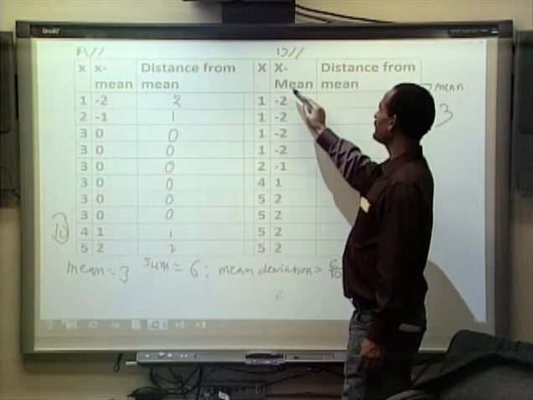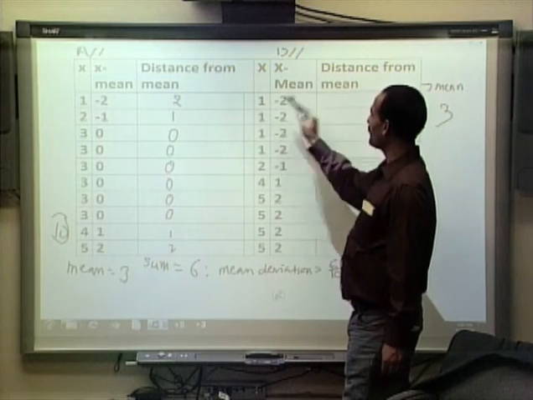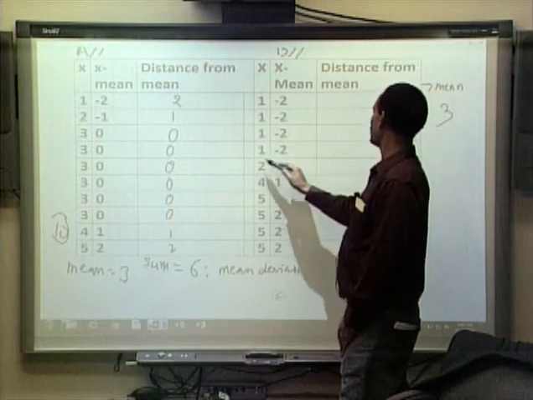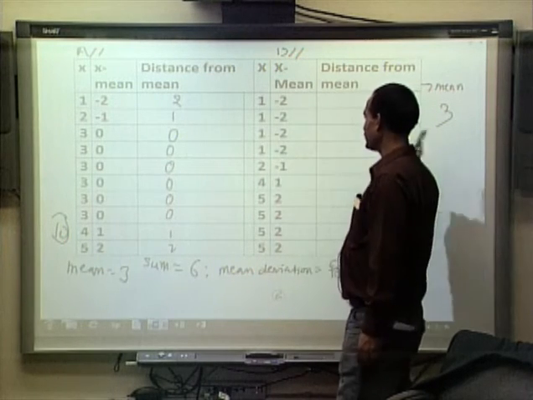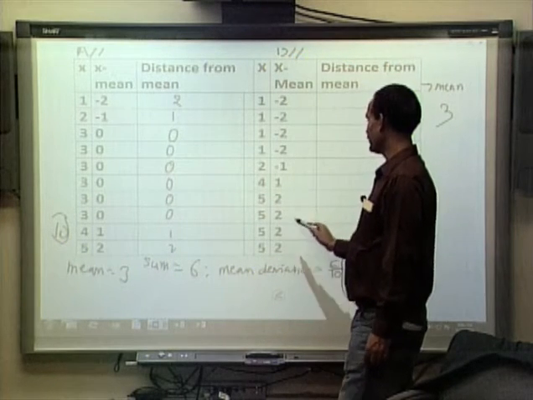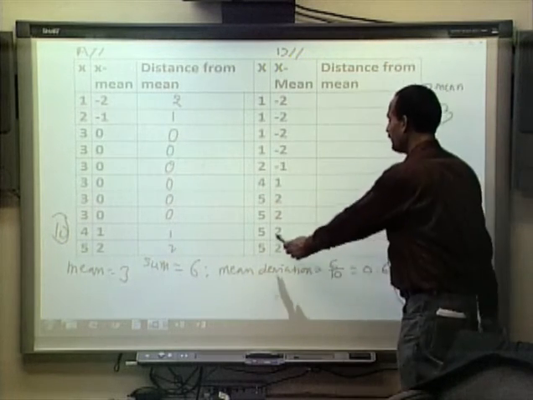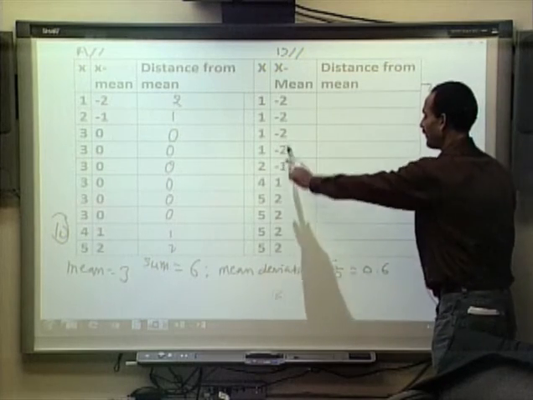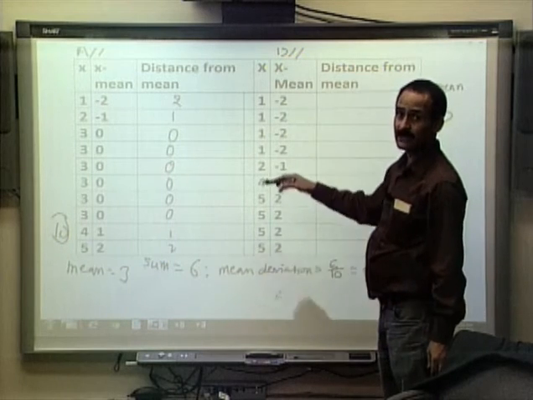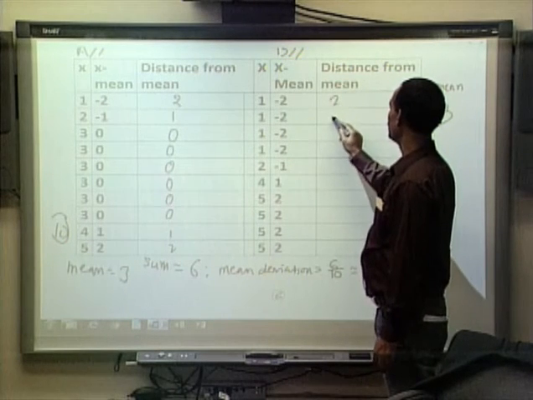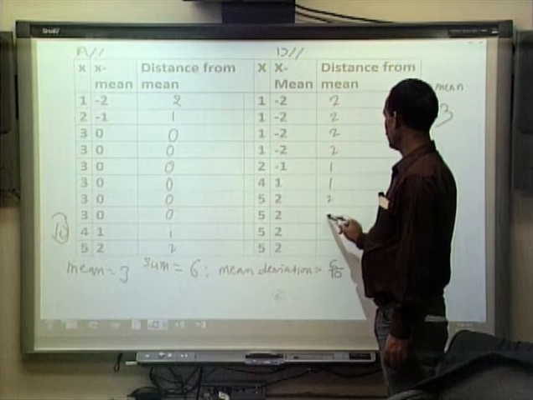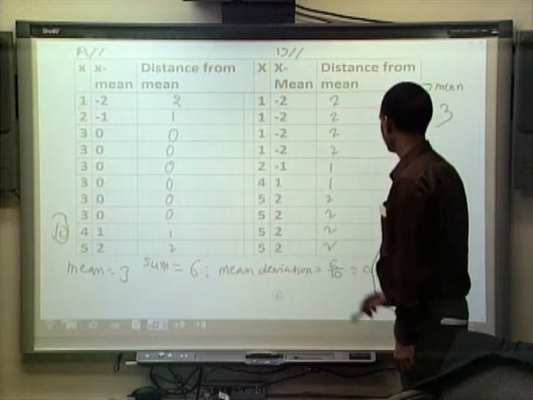Now we subtract the mean from each of them. So 1 minus 3 is negative 2, 1 minus 3 is negative 2, 1 minus 3 is negative 2, 1 minus 3 is negative 2, 2 minus 3 is negative 1, 4 minus 3 is 1, 5 minus 3 is 2, 5 minus 3 is 2, 5 minus 3 is 2, and we have all these differences. Now we just take the positive of them, we ignore the minus sign. So this will be 2, 2, 2, 2, 1, 1, 2, 2, 2, 2.